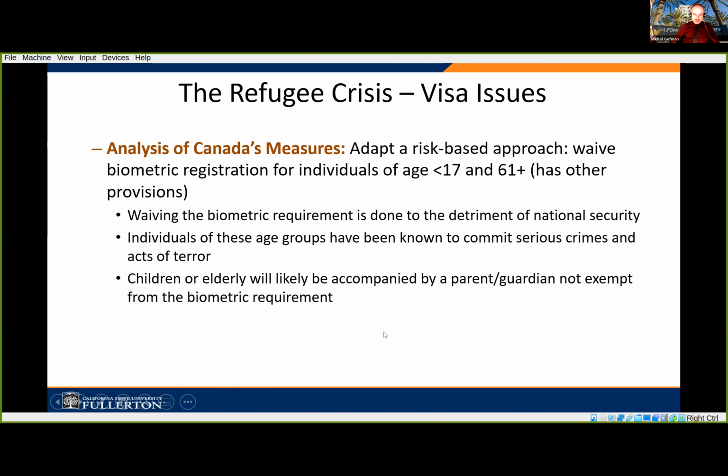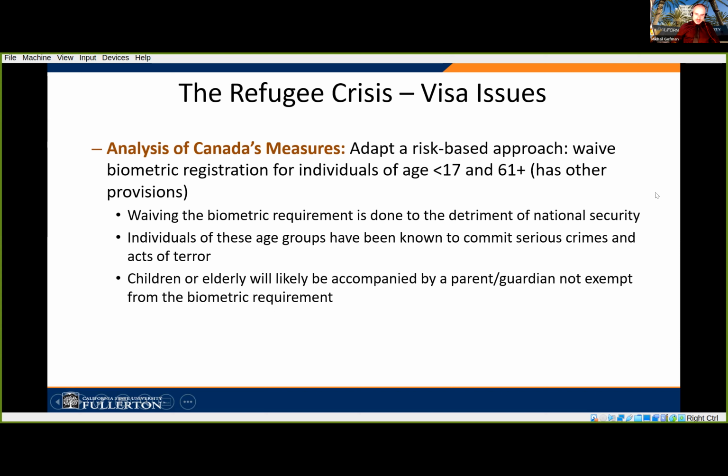As far as Canada's so-called risk-based approach, where they waive biometrics based on the age groups, we don't think this is the best way forward, because waiving the biometric requirement can have consequences for national security, as this can open up a potential for unwanted individuals getting into the country. And also, this scheme is based on the assumption that individuals younger than 10 and older than 61 are less likely to commit crimes or other undesirable acts. However, as history shows, there are many incidents where individuals in both groups have been known to commit serious crimes as well as acts of terror.